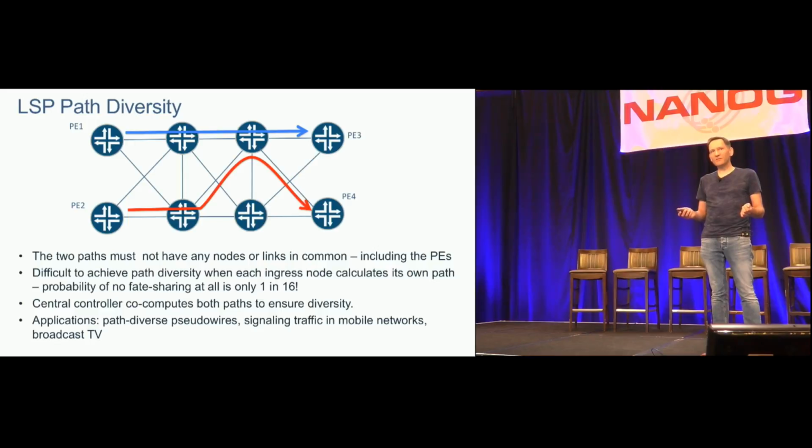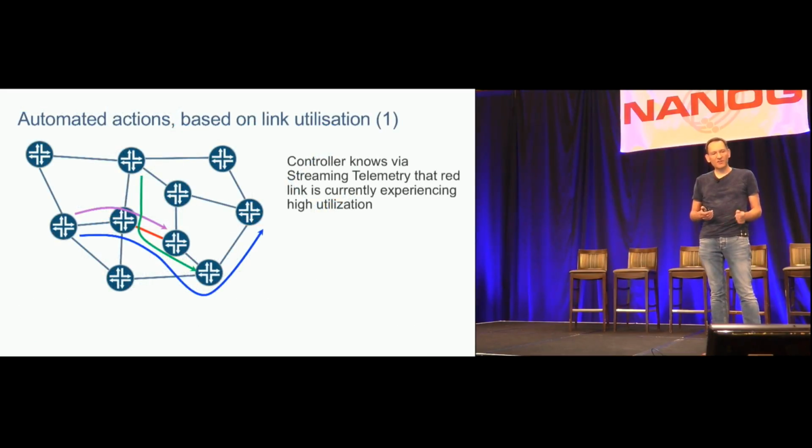In contrast, if you tell the controller, look, I want a pair of LSPs, I want them to be diverse, these are the ingress routers, these are the egress routers, it will do the path computation as a simultaneous path computation, taking the diversity requirements into account, and it will do it properly, and you end up with something like this, which is what you want from your service point of view.